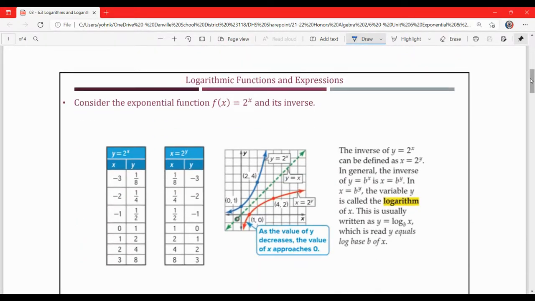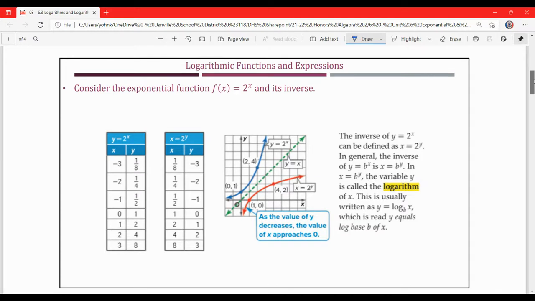So let's talk about what a logarithm is. Think back to when we learned about exponential functions, y equals 2 to the x. You can find its inverse by switching the x and the y. And so the inverse would be x equals 2 to the y. In general, for y equals b to the x, the inverse is x equals b to the y.